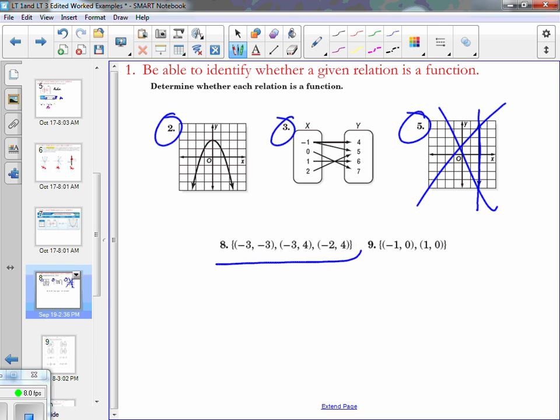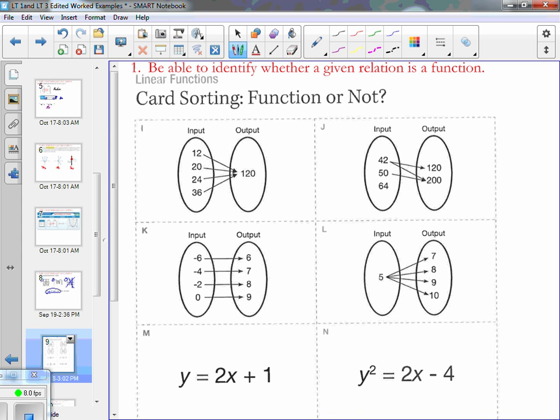Number 8, not a function, because the x-coordinates are the same there. Number 9, function. You think you've seen enough examples? I think so. All right, so let's try it this way. Okay, going back to this.